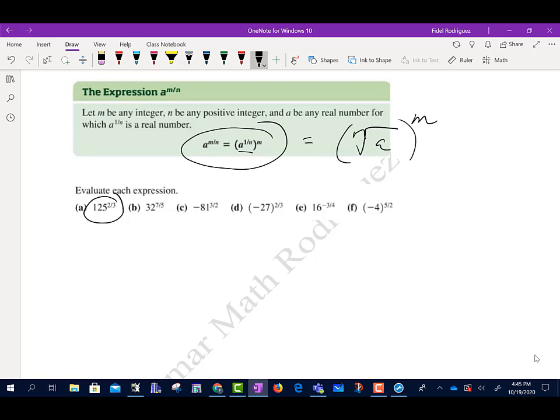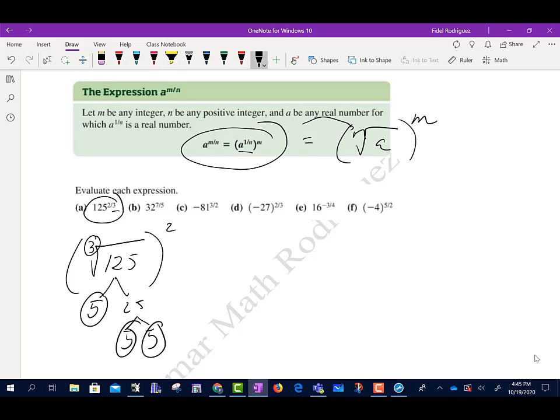If I look at the first one, look at my denominator. My denominator is 3. The denominator tells me what root I'm taking. So we're going to take the cubic root of 125, and then we're going to square it. So let's do this part first. Remember, I'm looking for sets of 3. So this is 5 and 25. This is 5 and 5. So the set of 3 that we have is 3 5s. So this piece right here simplifies to the number 5. Now it's being squared. 5 squared is 25.